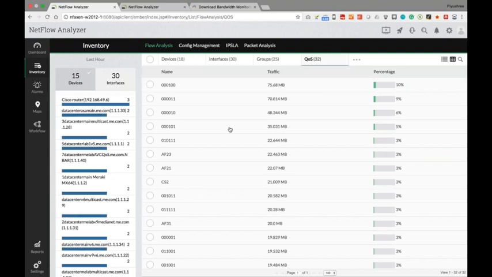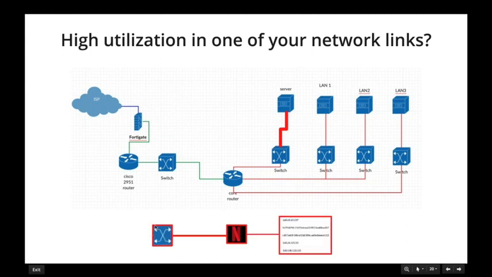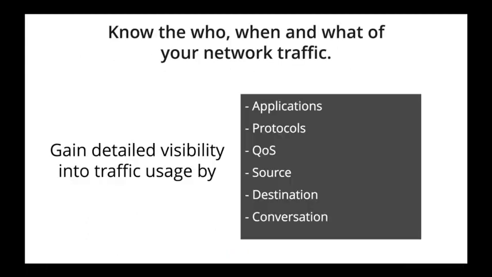The next is you can also see the traffic by the QoS and the DHCP values to know how much traffic is consumed by each of the DHCP values in the network. So suppose there is a high link utilization in one part of your network, NetFlow Analyzer will help you to know which router or switch is consuming most of the traffic and which link is high, and also the applications which are consuming most of the traffic, and it will drill down to each and every individual source and destination which is consuming most of the traffic. So with this, you can know the who, when, and what of your network traffic.